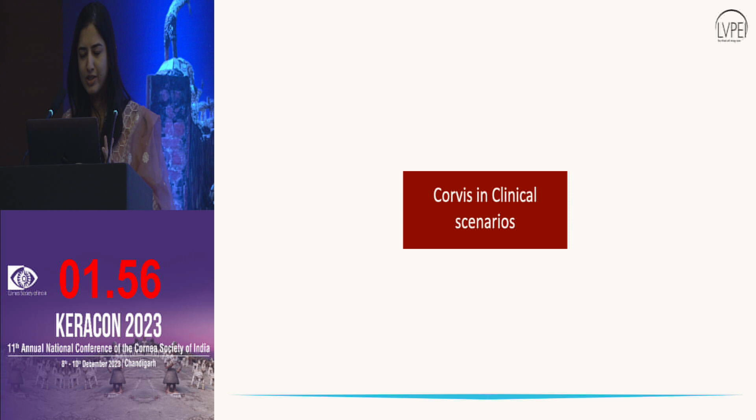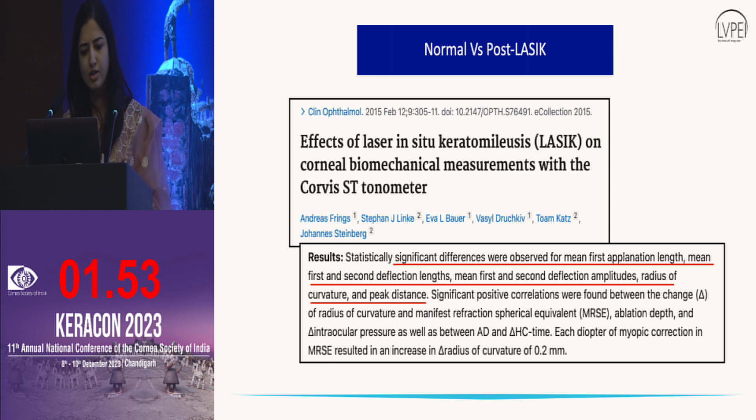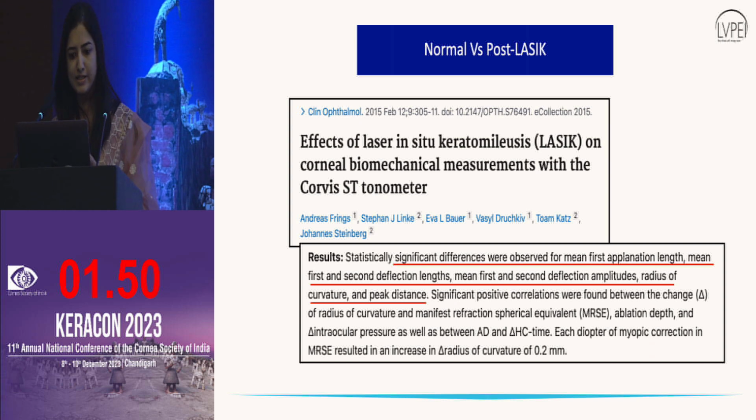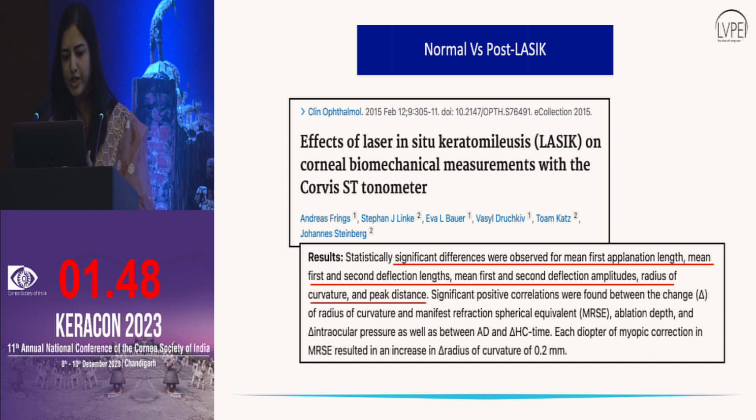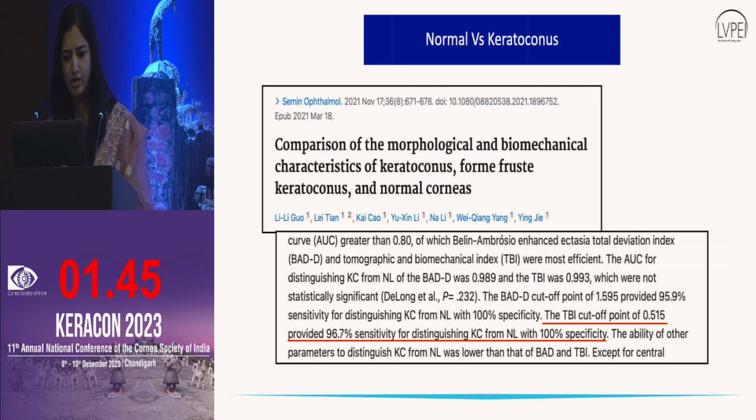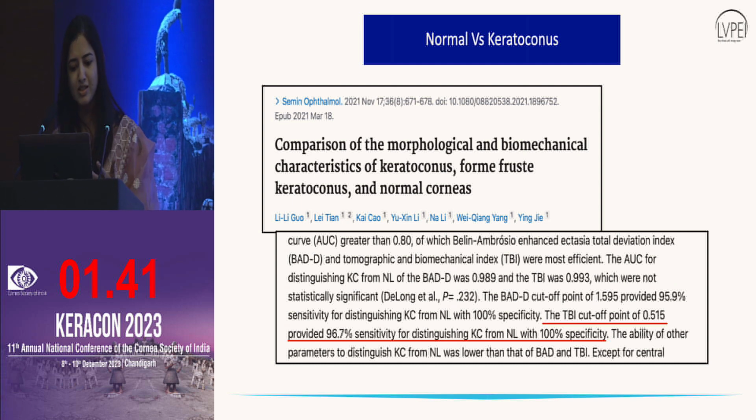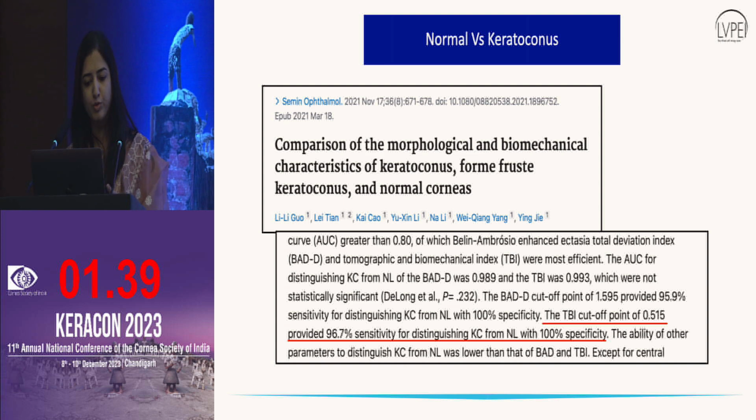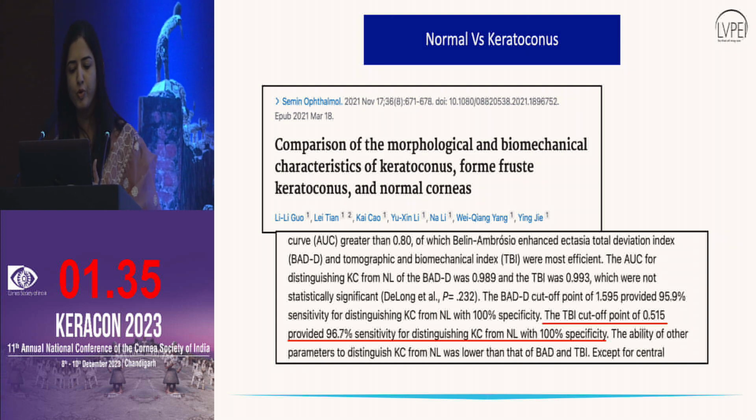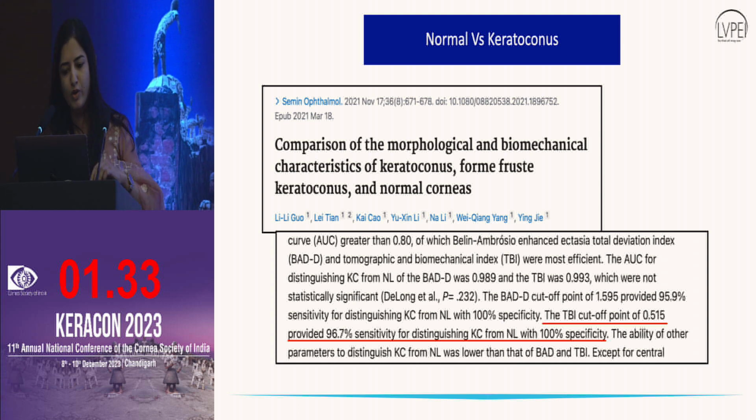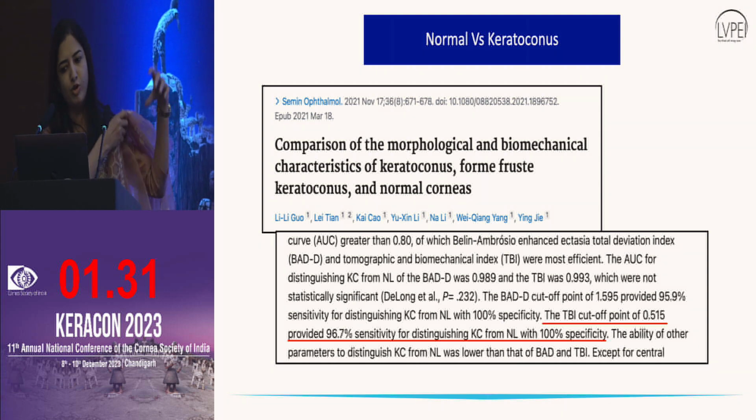So now coming to clinical scenarios where it can be used, of course after refractive surgery, multiple studies have shown that corneal biomechanics does become weaker and different parameters change. Then when we want to differentiate early keratoconus from normal, the TBI as well as the CBI both have been shown to have great specificity and sensitivity, and a cutoff point for TBI of less than 0.5 is what is considered to differentiate from the normal.